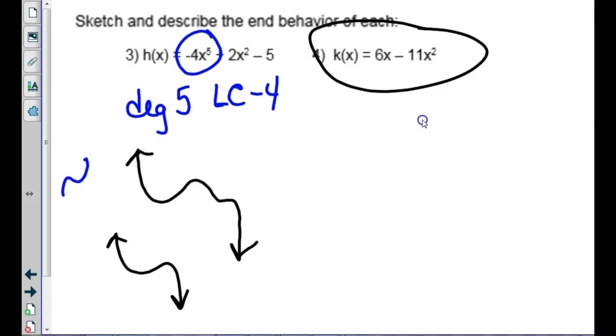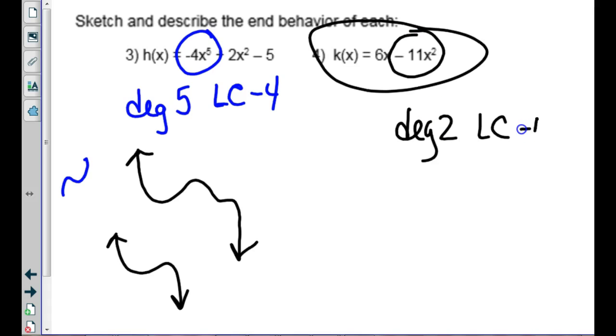It's going to be a parabola because the degree is 2. Remember, it's not always the first term. And the leading coefficient is -11, so it's going to open which way? Down. Is that all those, or is there one more?